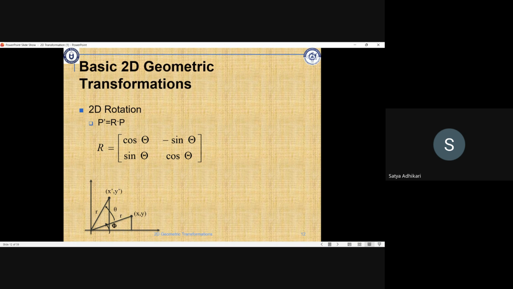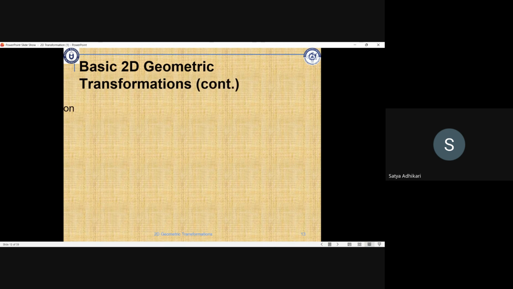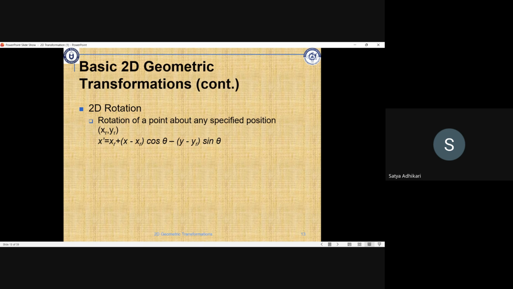This is the 2D rotation formula, P dash equal to R dot P. So what is R? Cos theta, minus sin theta, sin theta, cos theta. So this is R, and you will get P dash by multiplying R into P. P is the initial point, and the new point after rotation, the final point, is equal to R dot P, if you multiply the two matrices R and P.